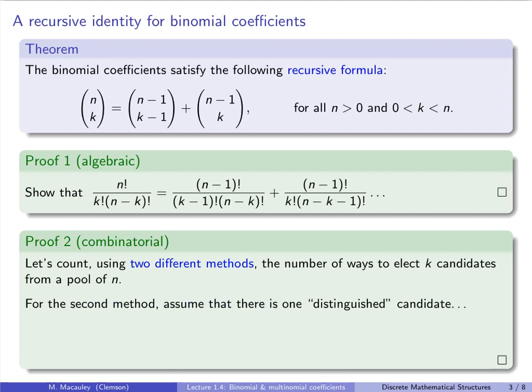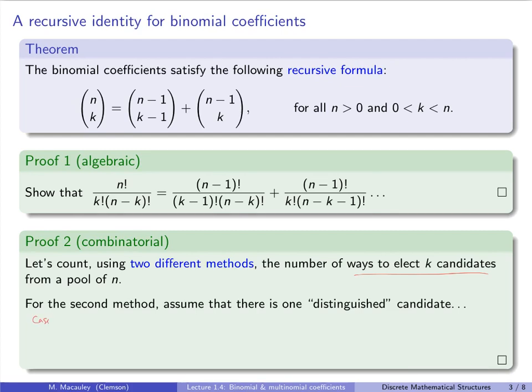So for the second method, the first method is just n choose k. We know how to do that already. Assume that we have n candidates, but one of them is distinct. One of them is special in some way. You can either say special in a good way or special in a bad way. So how many ways do we have to elect k candidates?